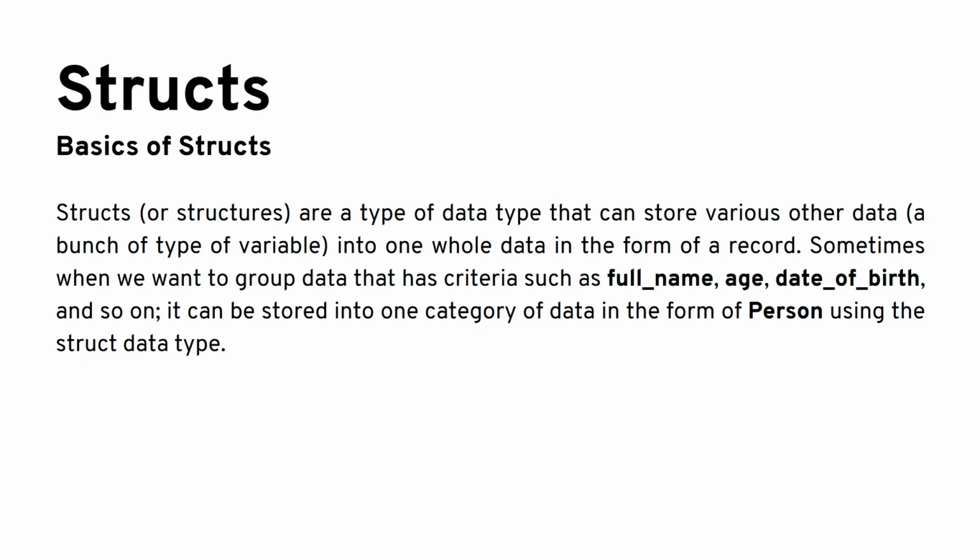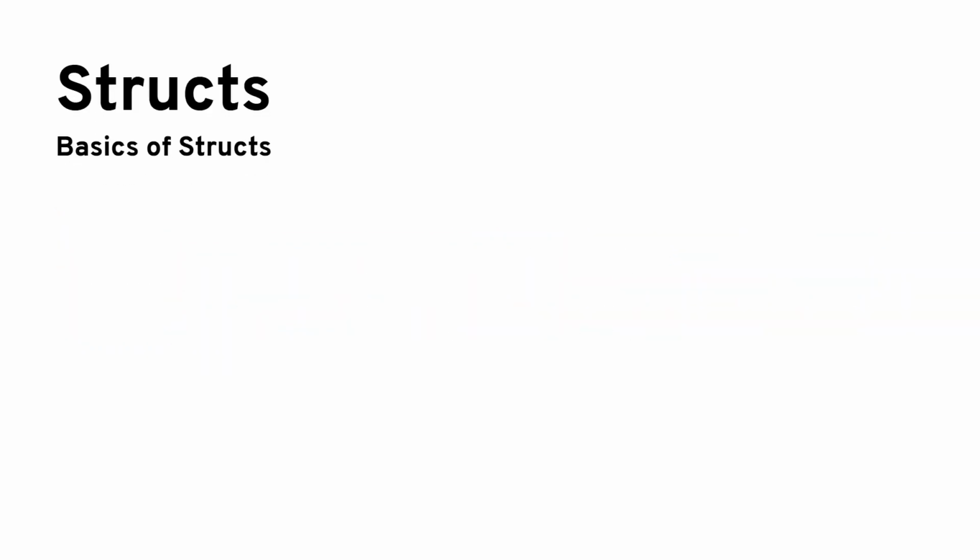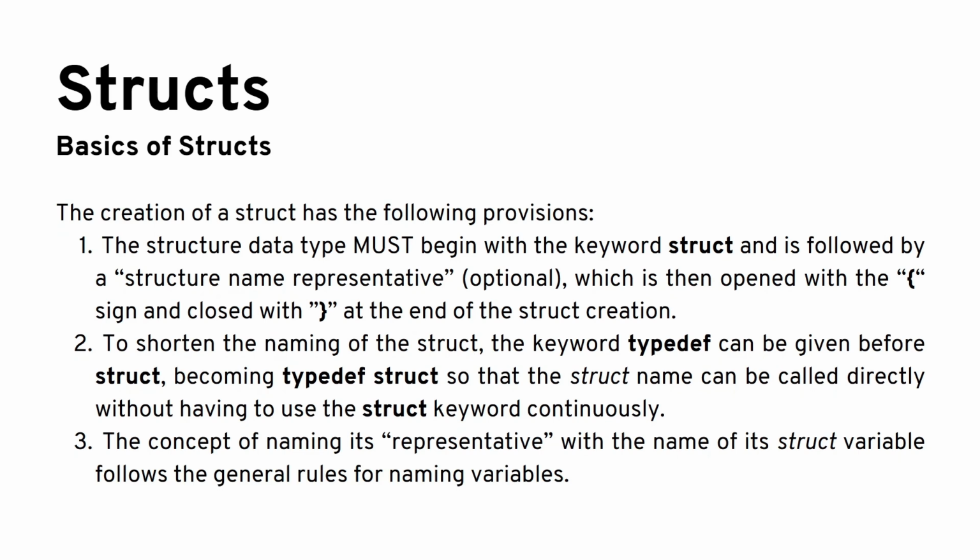Structs or structures are a type of data type that can store various other data, a bunch of types of variables, into one whole data in the form of a record. Sometimes when you want to group data that has criteria such as full name, age, date of birth, and so on, it can be stored into one category of data in the form of person using the struct data type. How do we create a struct in C? This is the way we do it.